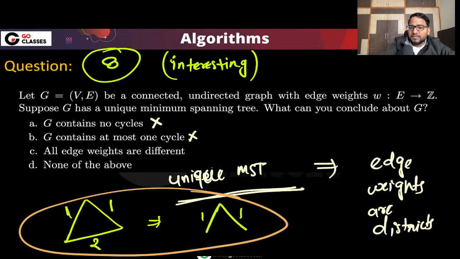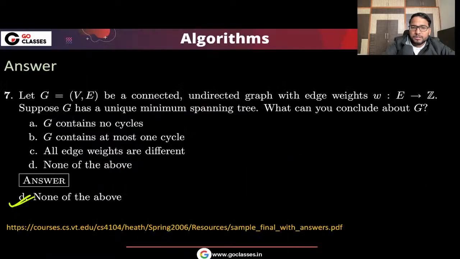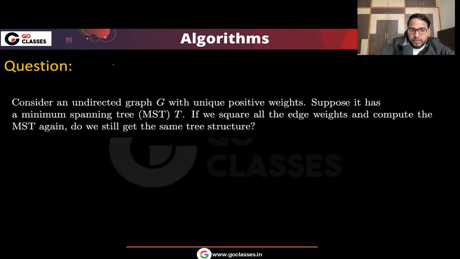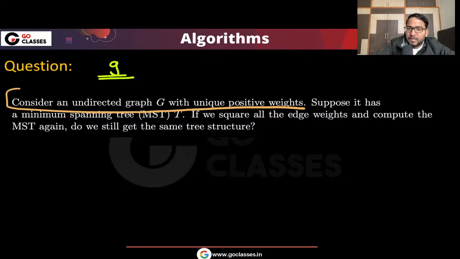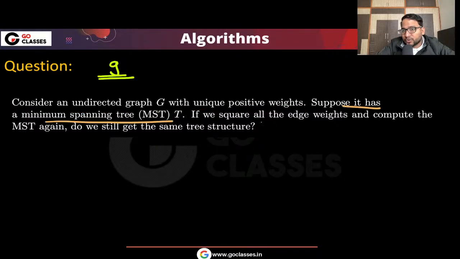Okay. Let's just see more questions. Let's see this question. Let's just name it question number 9. What they are saying, consider an undirected graph G with unique positive weights. Suppose it has a minimum spanning tree. If we square all the edge weights and compute the minimum spanning tree again, do we still get the same tree structure?